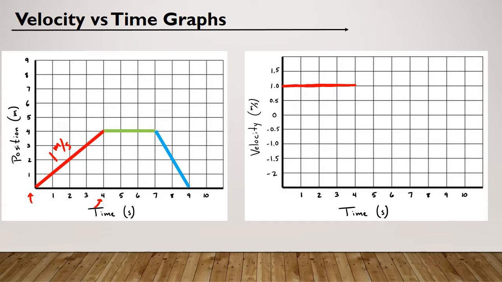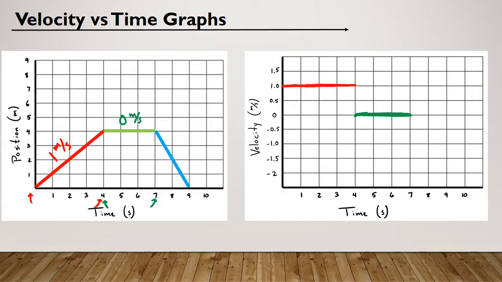And then for this middle part, from 4 to 7 seconds, she's traveling at 0 meters per second. That's when she stops, she looks at some clouds or birds or whatever, and she's not moving at all. So there, starting at 4 seconds all the way to 7 seconds, I just draw my line showing that she's moving at 0 meters per second, or in other words, she's not moving.